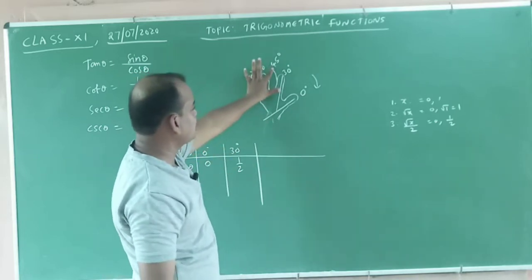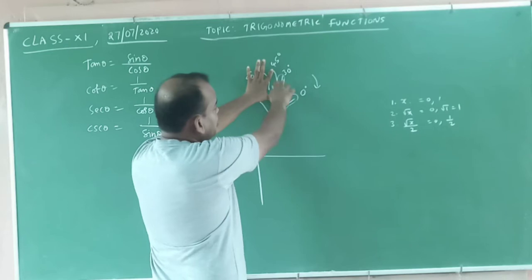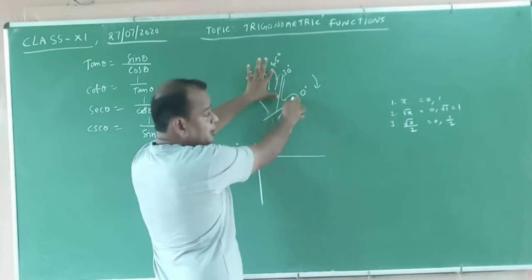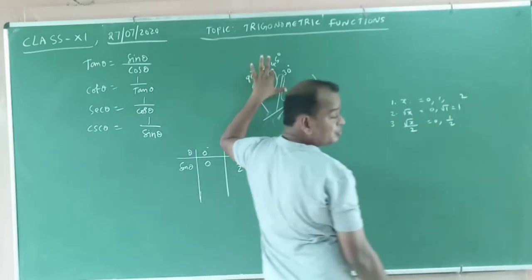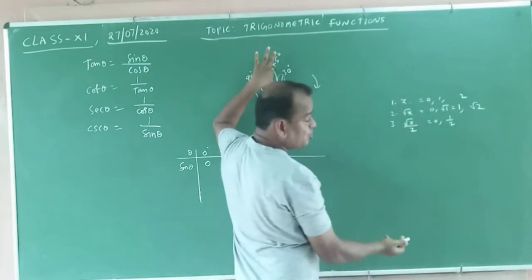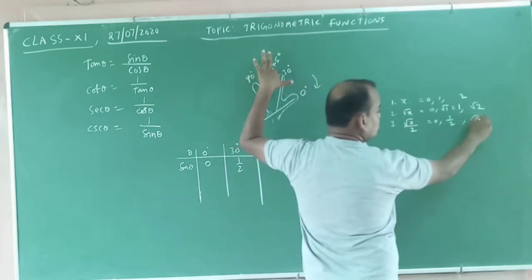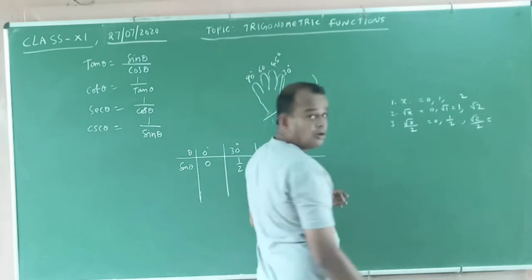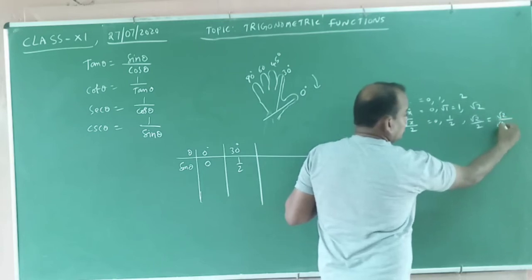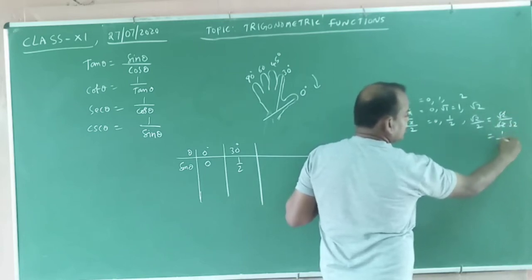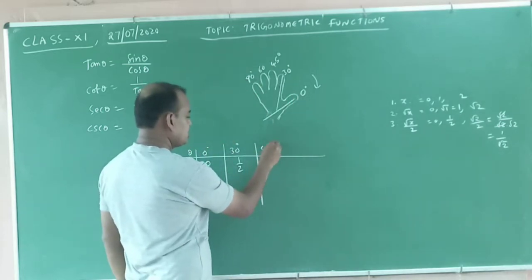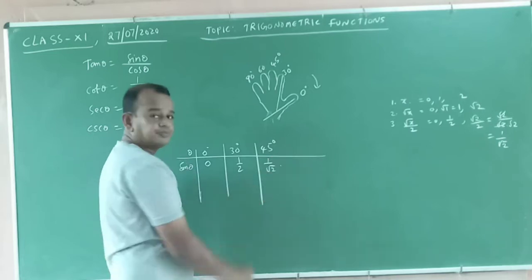Now we take 45 degrees. How many fingers are there on the right side? 1, 2 fingers. So the x value is 2, and root x means root 2. Root 2 by 2: write the denominator as root 2 into root 2. Then root 2 cancels, giving 1 by root 2. So sine 45 degrees is 1 by root 2.